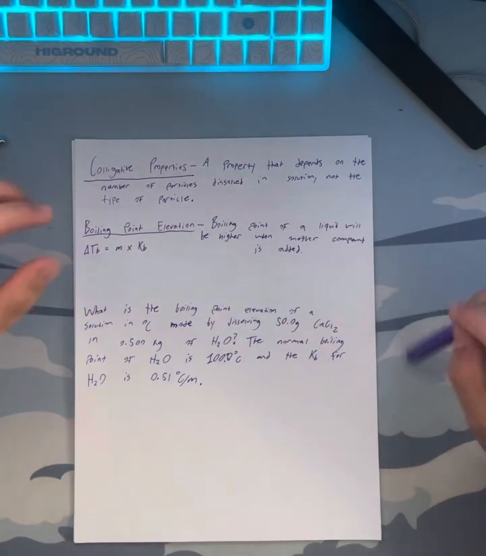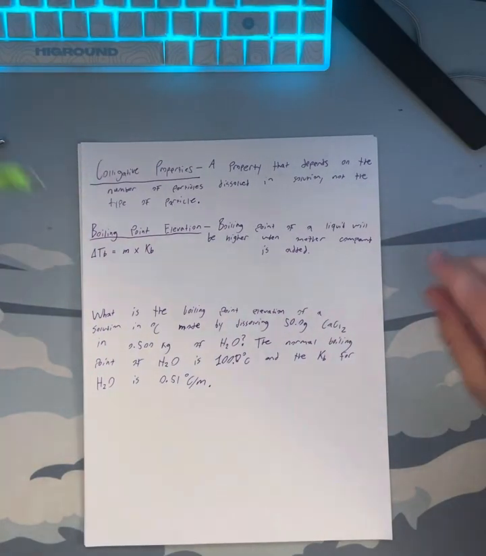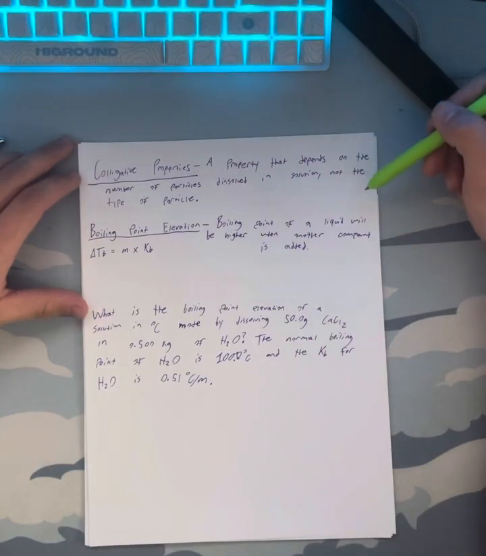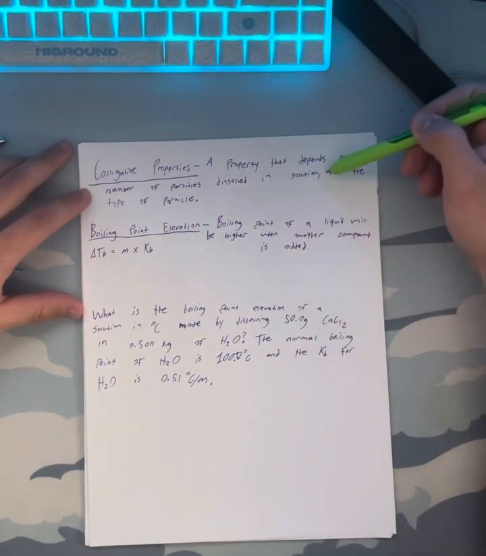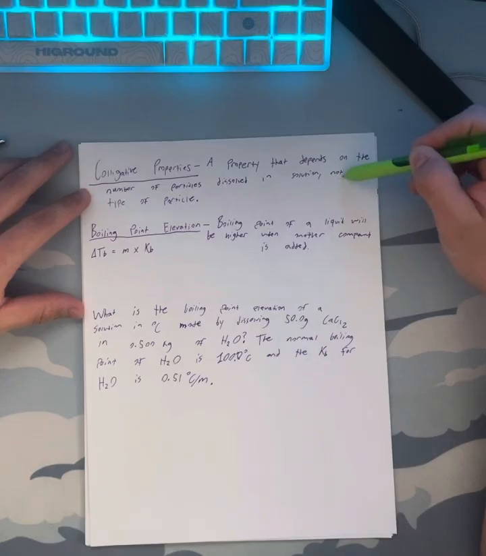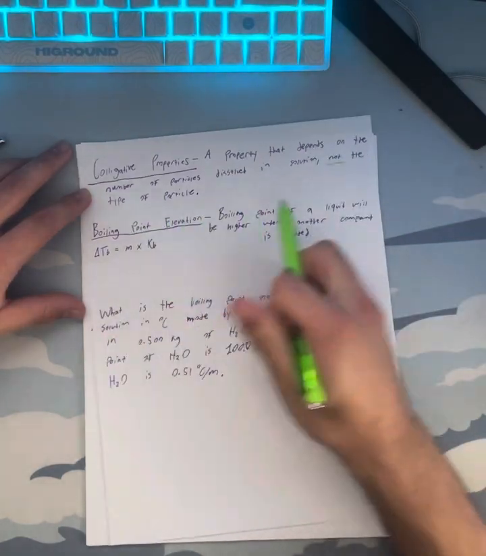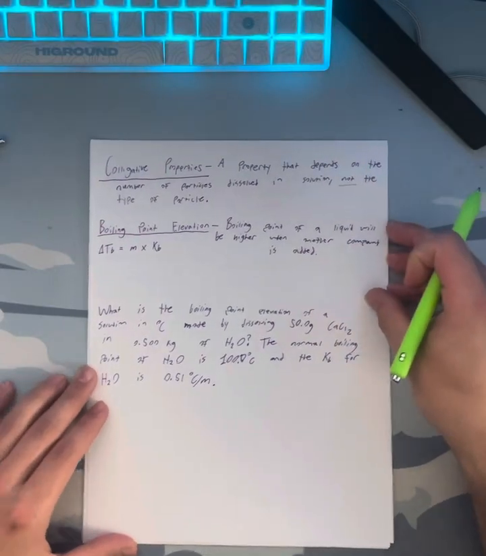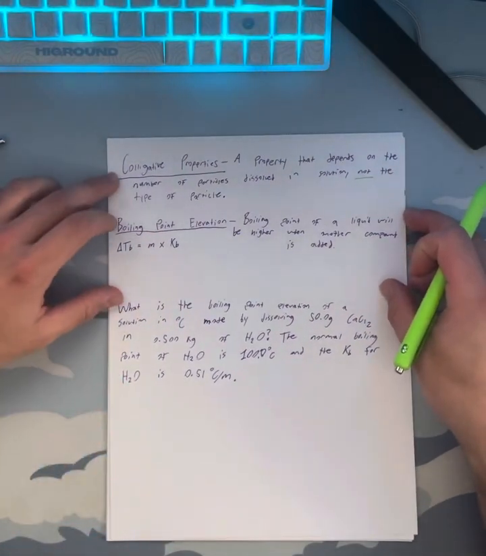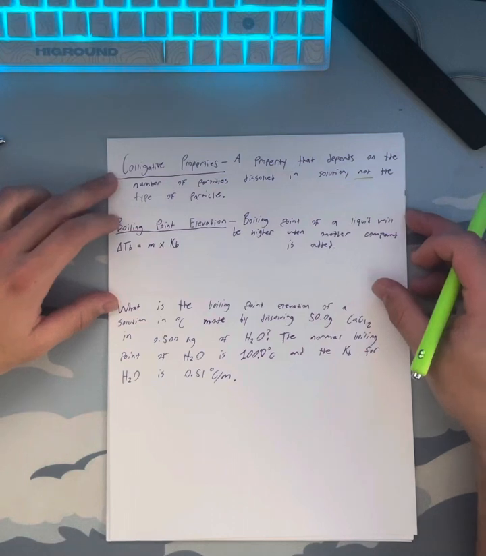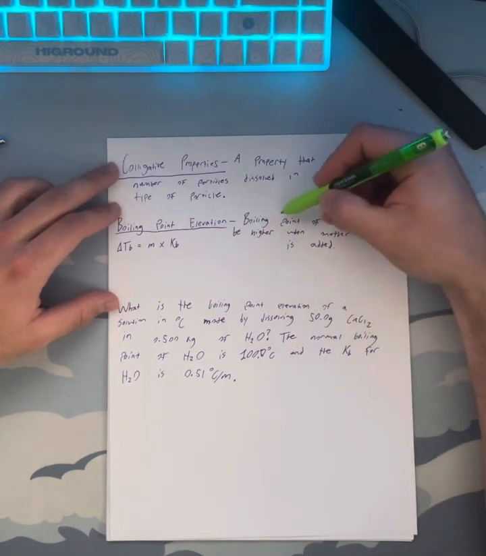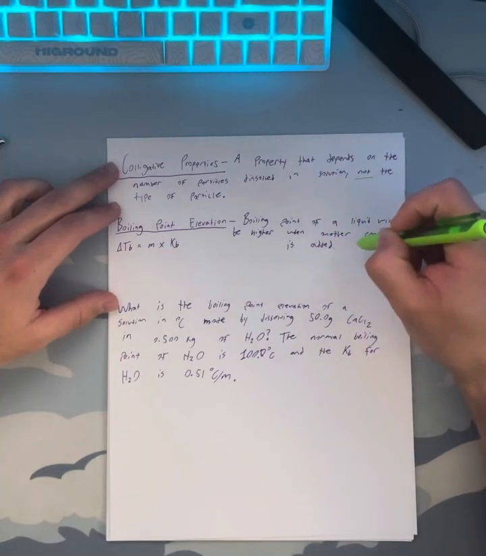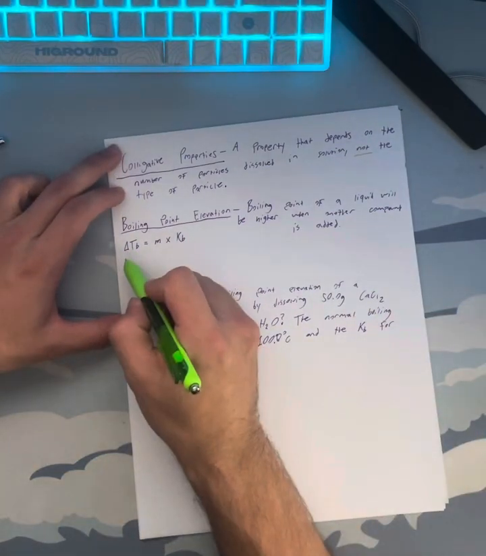Today we will be talking about colligative properties, which is a property that depends on the number of particles dissolved in solution, not the type of particle. First, we will have boiling point elevation, where the boiling point of a liquid will be higher when another compound is added. Here's our formula.